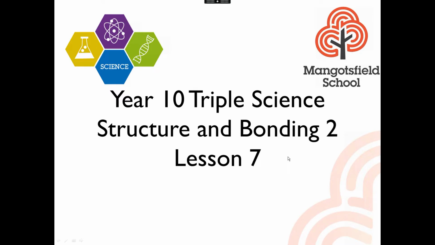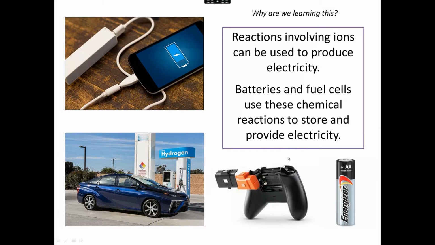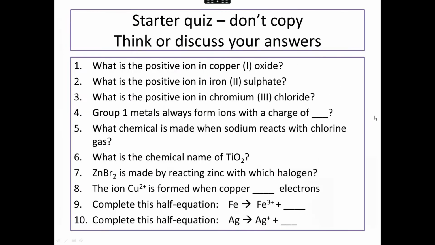Now in Lesson 7 we're going to look at an area of chemistry which actually comes from a slightly different part of the specification. This is from AQA's energy change topic, but we've included it here among structure and bonding because it's quite a short topic. And we are going to be looking at how reactions involving ions can be used to produce electricity, in particular batteries and fuel cells. Right, now here is a quick starter quiz.